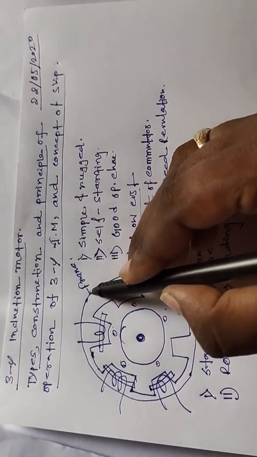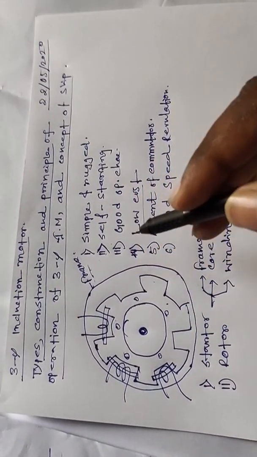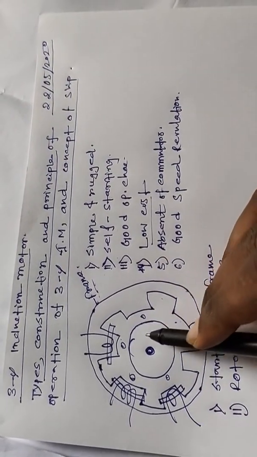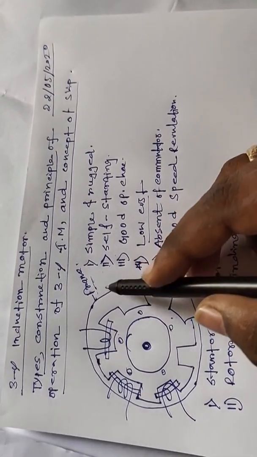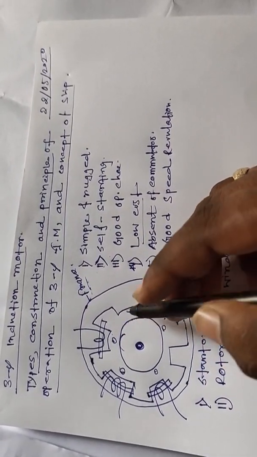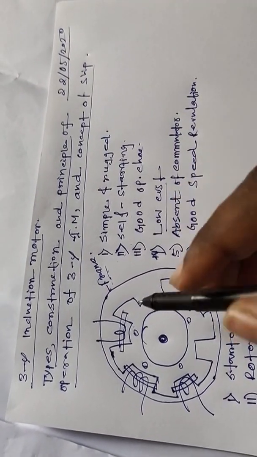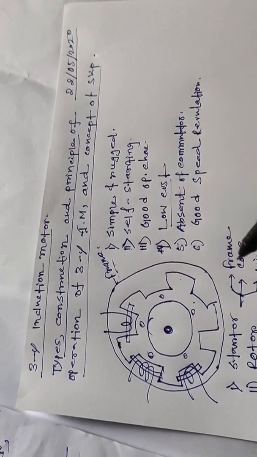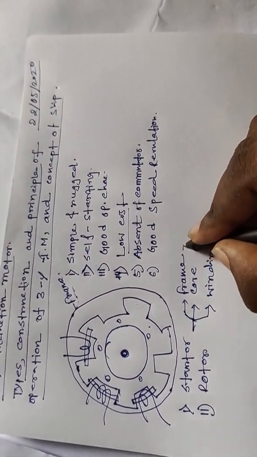This outer part is called the frame. This frame is used for protection of the periphery from the outer side. It also protects against dust and moisture from the outer side. This frame also carries the core and windings. This is the function of the frame.